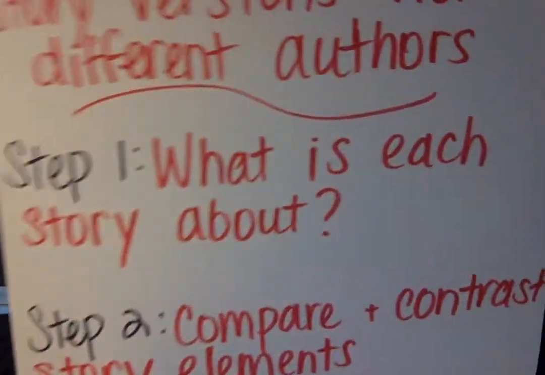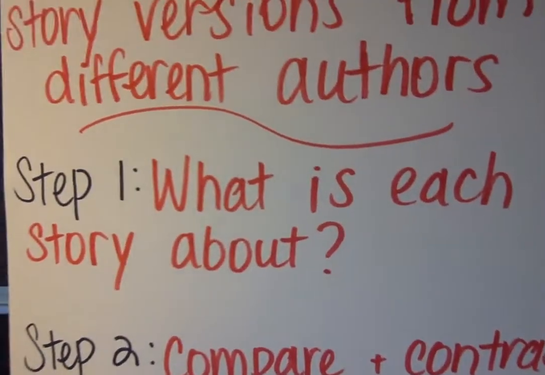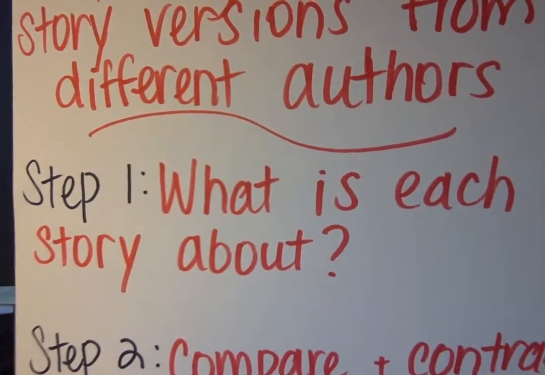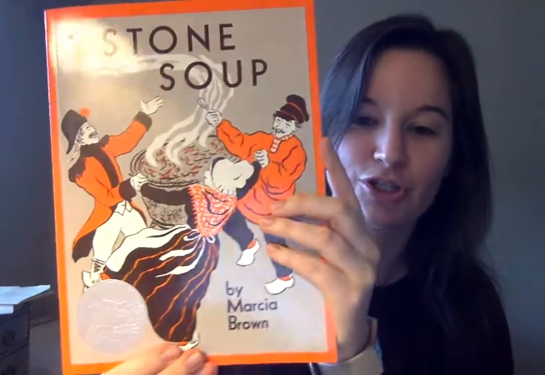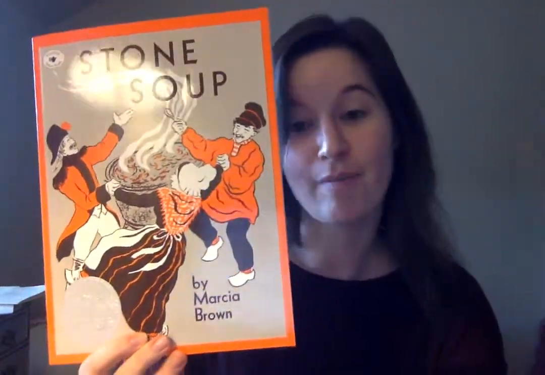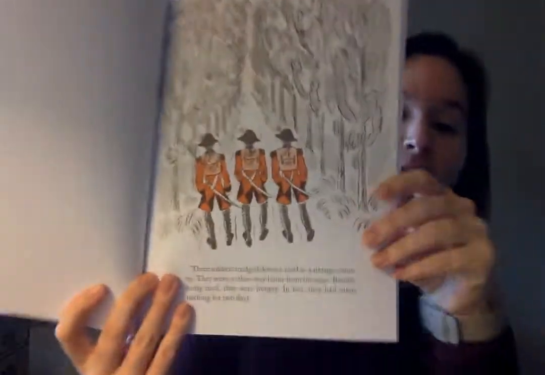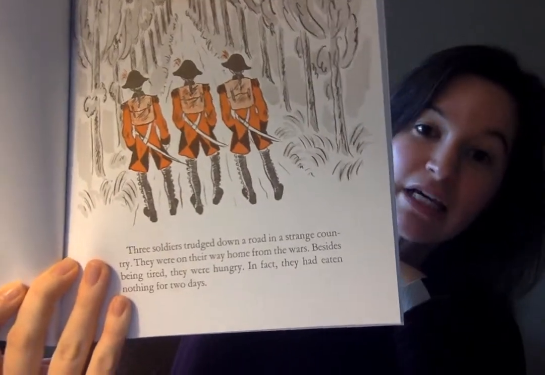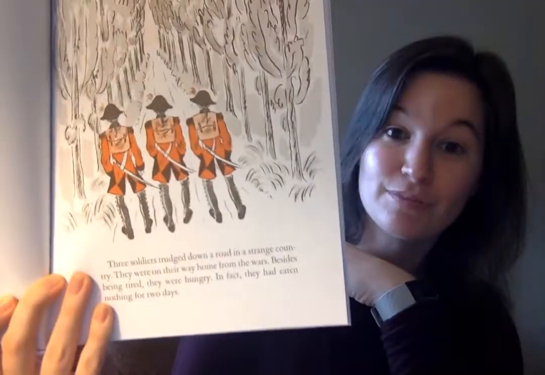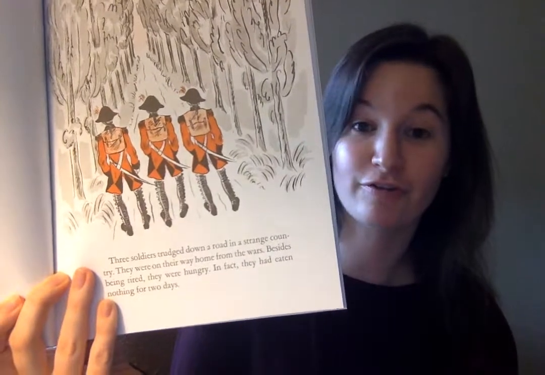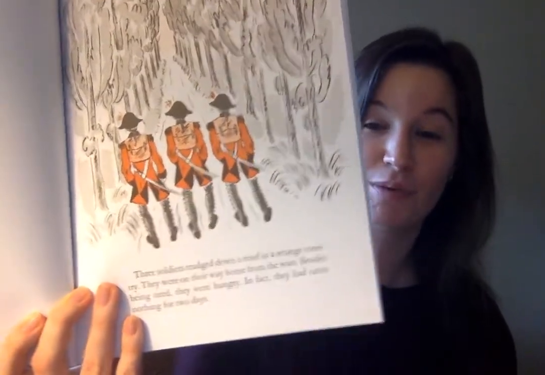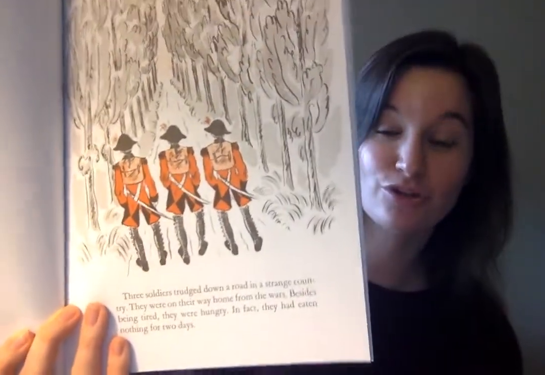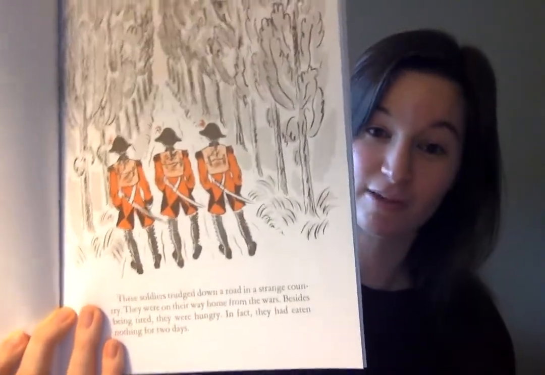So step number 1, what is each story about? So I'll start us off with Stone Soup, which is the story that we just read yesterday. Remember, this story is all about 3 soldiers who come into a small town looking for food and shelter. They are turned away by the townspeople at first, but then after offering to make stone soup, all the townspeople come together, make this soup, and feed the soldiers and give them a place to stay.